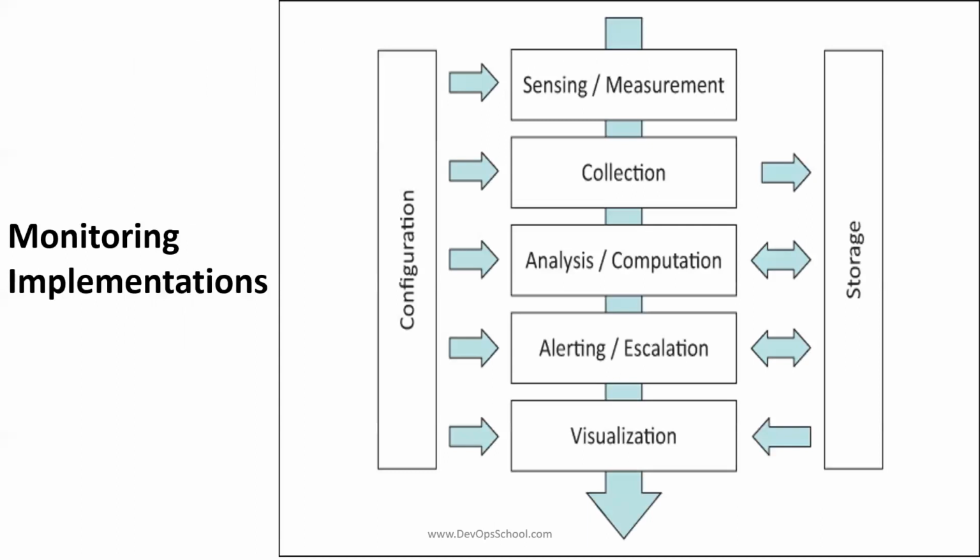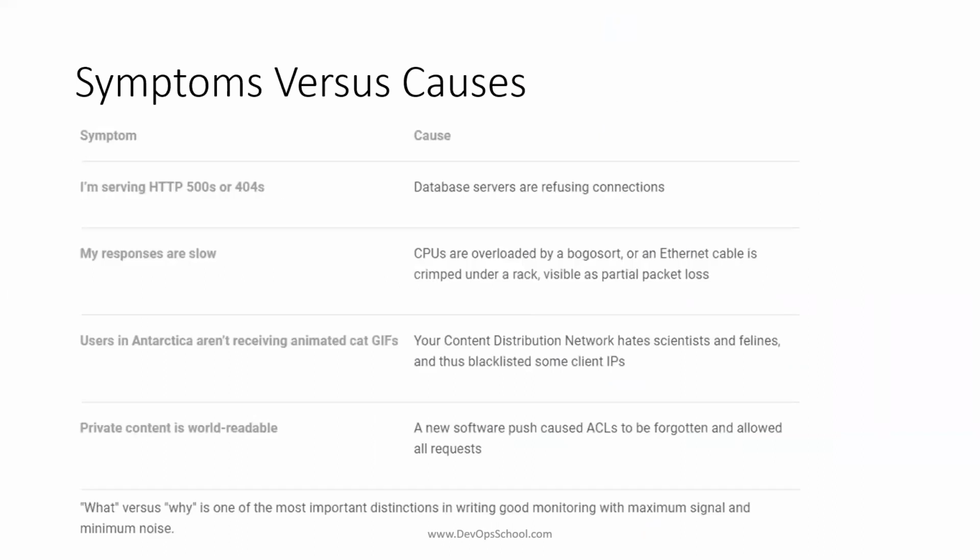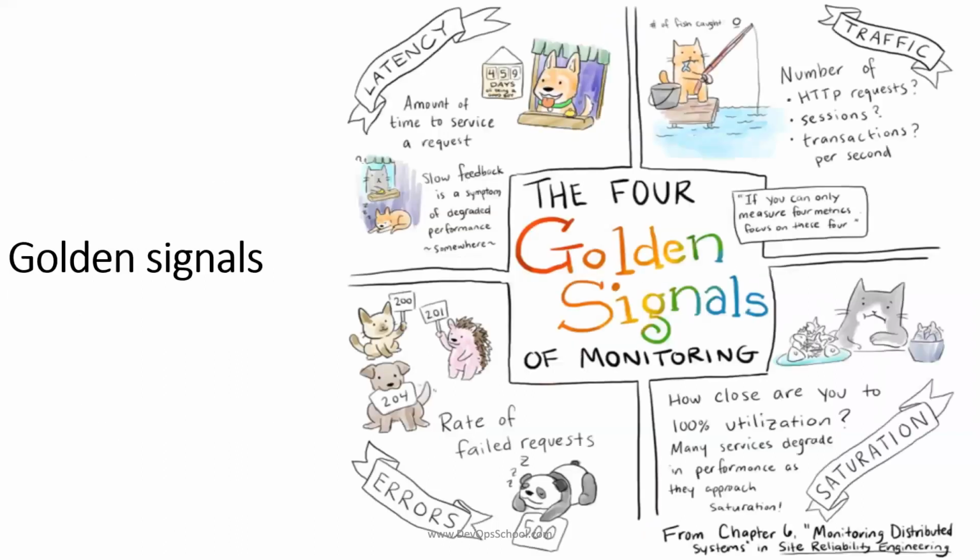When you want to implement monitoring, these are the things you'll do. First you measure, collect, store, analyze, compute, alert, escalate, and visualize. These are the simple things which we do. I'll just skip some of the other things. Yeah, I would like to discuss this one here: golden signals.